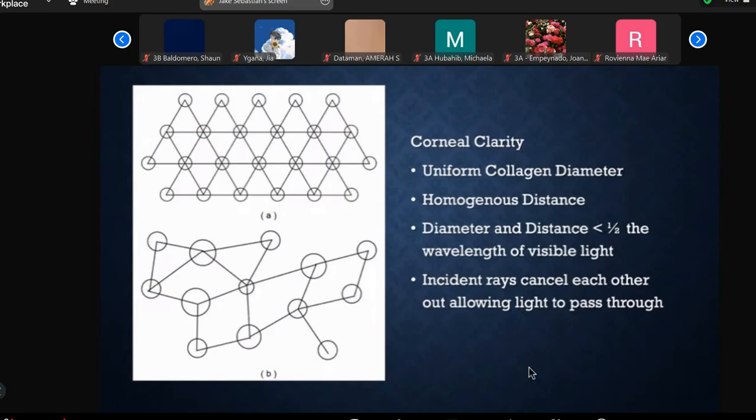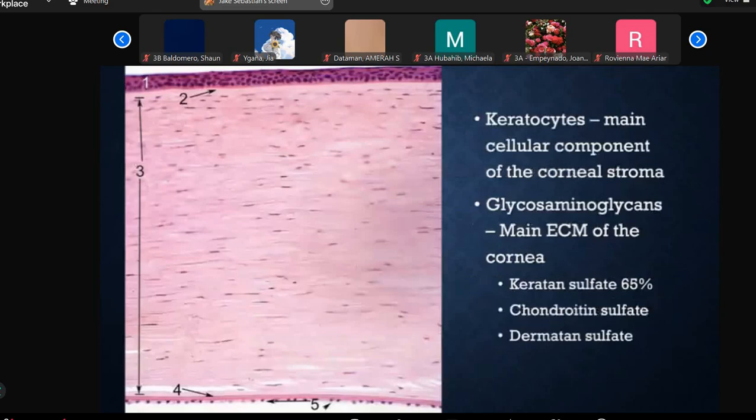I will not describe all of them, but collagen 1, 3, 5, and 6 are the composition of your cornea. Collagen type 7 anchors the epithelium to the stroma. Then there is keratan sulfate, and so on.